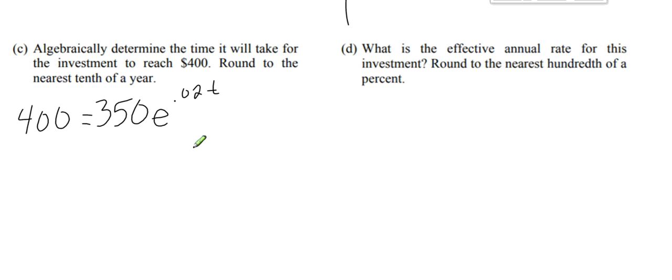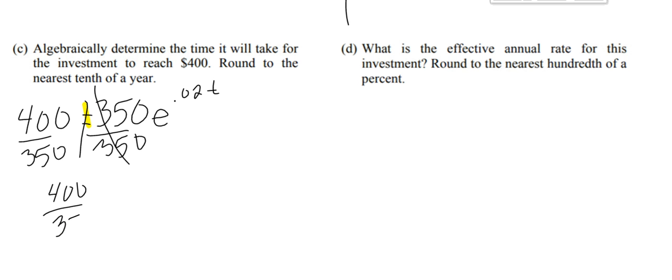Okay. Well, we need to solve this. This is just like our last lesson. The first thing we need to look at is we're going to go ahead and draw that wall. And we need to get e all by itself. So I'm going to divide both of these by 350. That cancels out. I'm just going to leave the 400 over 350. I'm not going to put that in the calculator yet. You're not going to get a whole number, so we're just going to leave it like that. And then we have e to the 0.02t.